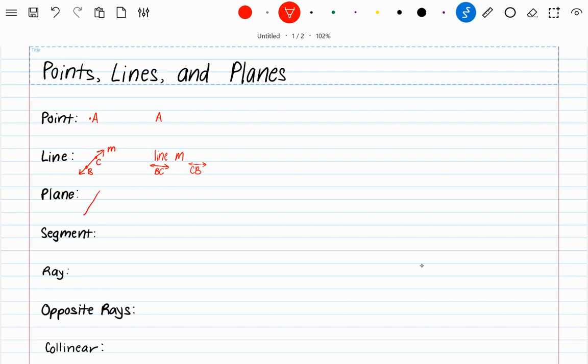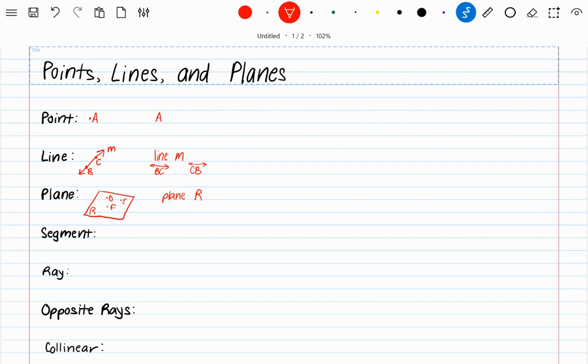A plane is two-dimensional. It has length and width. It extends infinitely in both directions. To name a plane, we can use a capital letter that does not have a dot next to it. So in this case, I can name this plane R because the R is in one of the corners and it does not have a dot next to it.